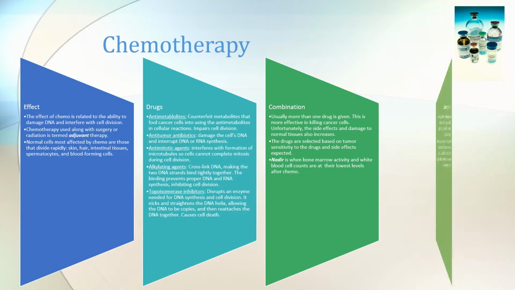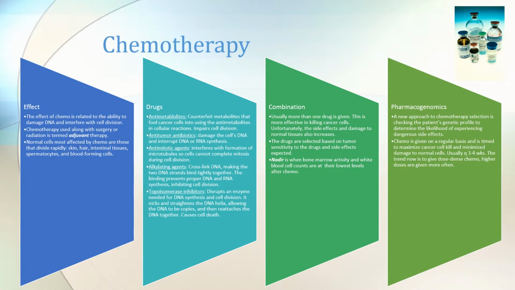So let's discuss pharmacogenomics a little bit. A new approach to chemotherapy selection is checking the patient's genetic profile to determine the likelihood of experiencing dangerous side effects. Chemo is given on a regular basis and is timed to maximize cancer cell kill and minimize damage to normal cells, usually about every 3 to 4 weeks. The trend now is to give dose-dense chemo, and then higher doses are given more often.